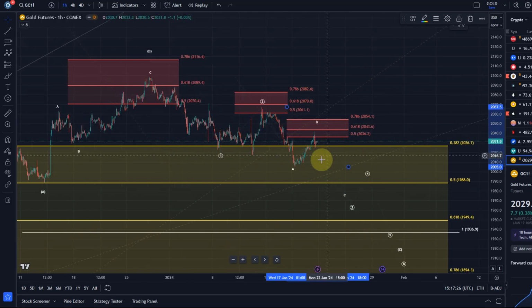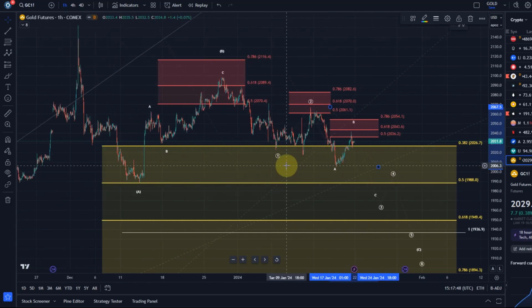So for now, I'm leaning to the idea, also because we have an initial reaction to that resistance area and the B wave is respecting the Fibs, that the C wave down could have started. If that's the case, I need to see a break below $2,005, the Wednesday low, to confirm. And the next support is down there at 1988. That's sort of what I'm watching for, the parameters I'm watching next week.